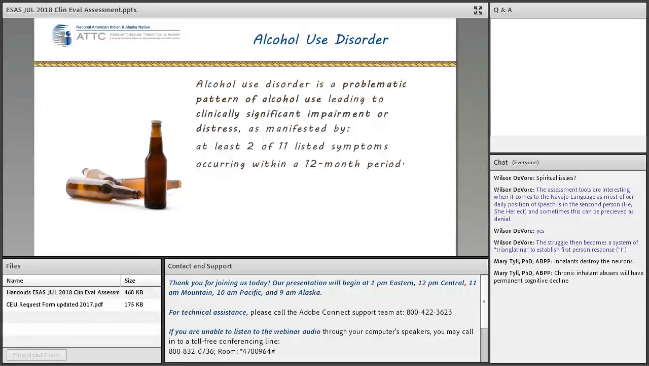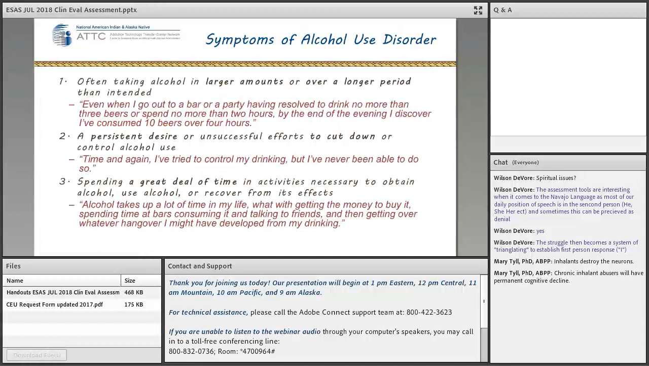Okay, so alcohol use disorder. Alcohol use disorder is a problematic pattern of alcohol use leading to clinically significant impairment or distress, as manifested by at least 2 of 11 listed symptoms occurring within a 12-month period. It's pretty similar to the DSM-4. If you look at the way the symptoms are written, you'll see that these are very close to the DSM-4's.